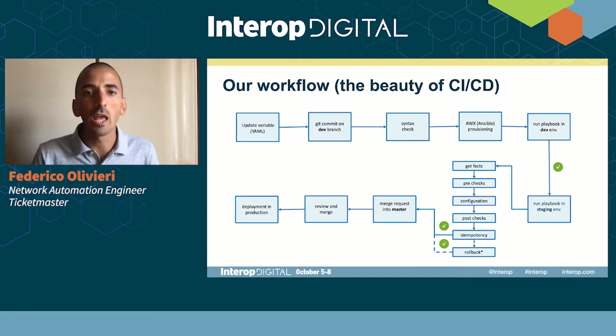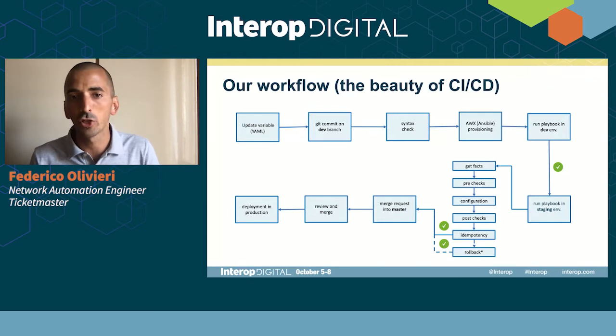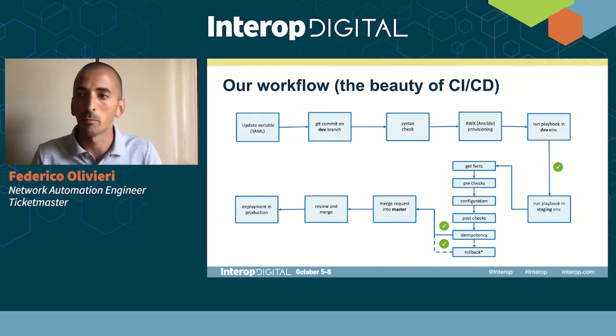If dev is okay, we do a kind of syntax check just to enforce some styling, to make sure everyone is working in the same way. Then we provision Ansible Tower. Ansible Tower is the UI interface, because we want a central point where every team can log in and check the result. And we run the playbook in dev.